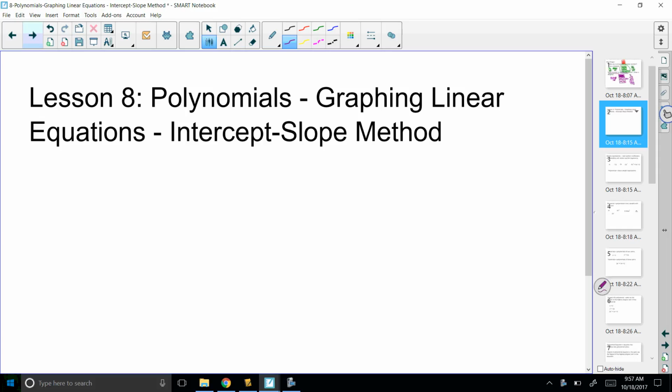There's a method that you can use in order to do that, but then we can look at a simpler method known as the intercept slope method of graphing. So there's two different ways we're going to look at graphing those linear equations. And linear equations are from polynomials, so that's why we need to talk about polynomials first. So that's what we want to focus on today.